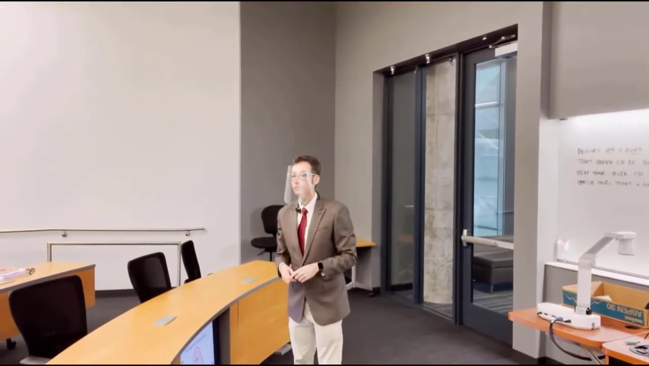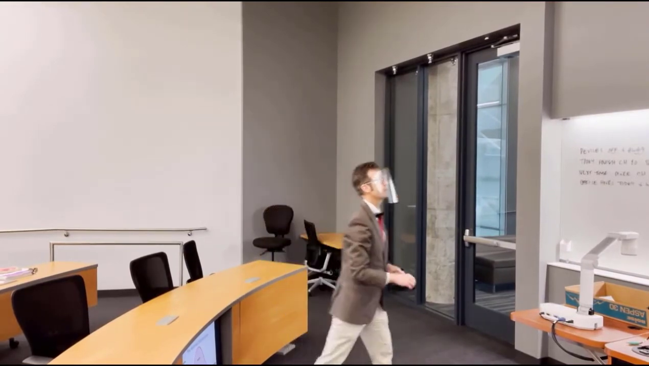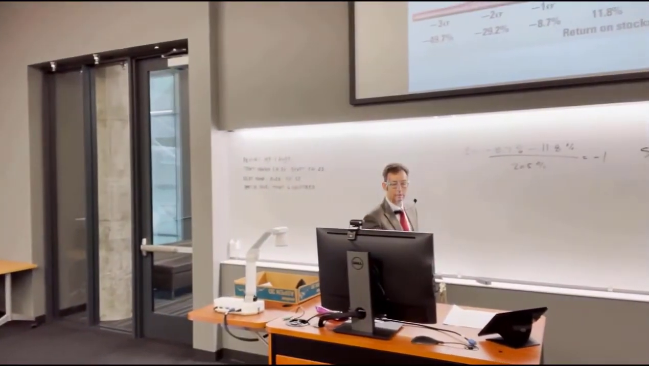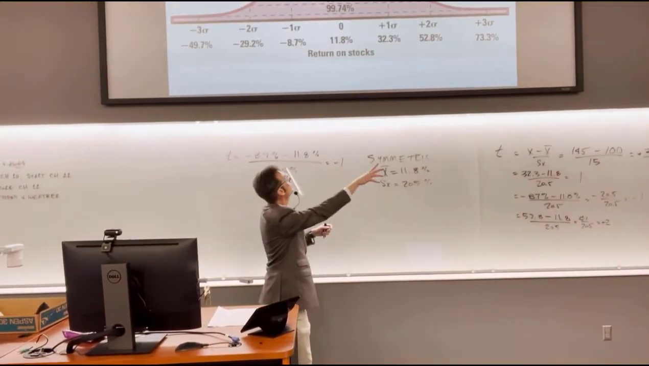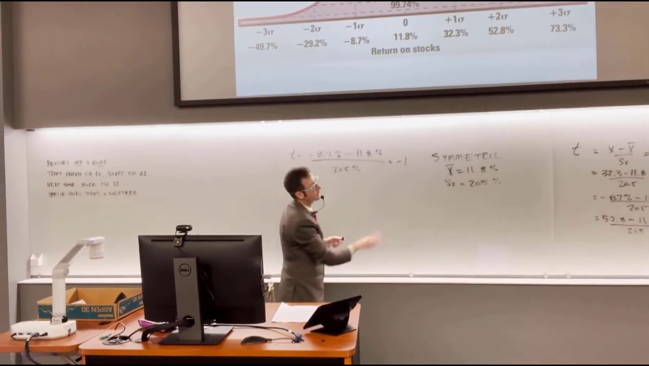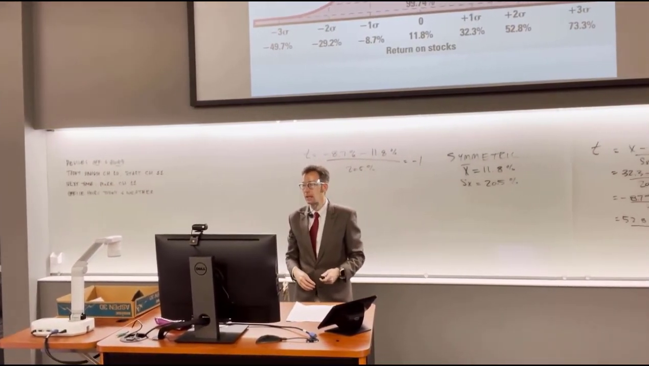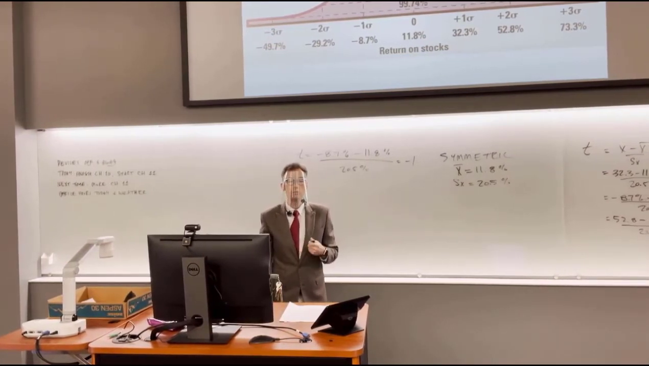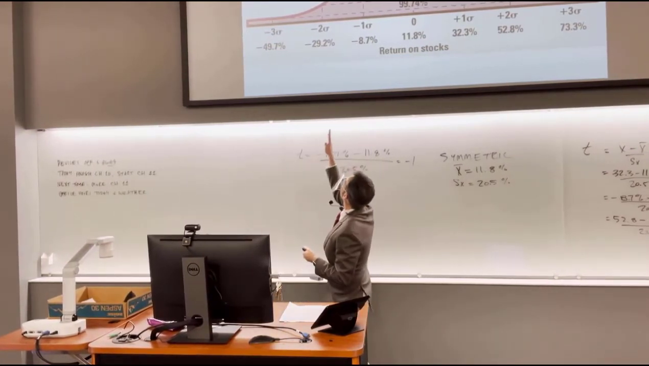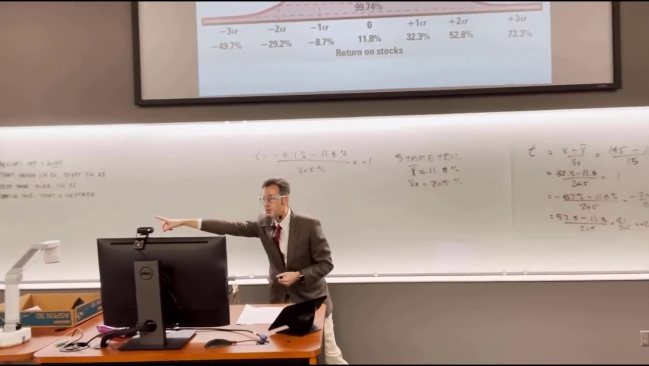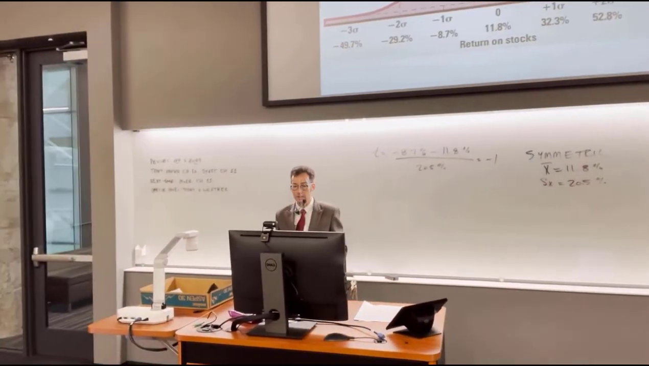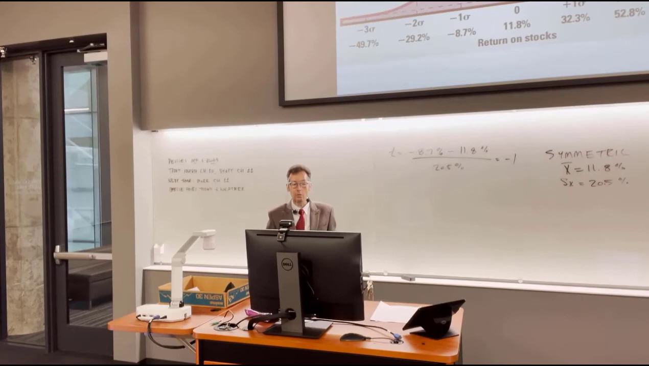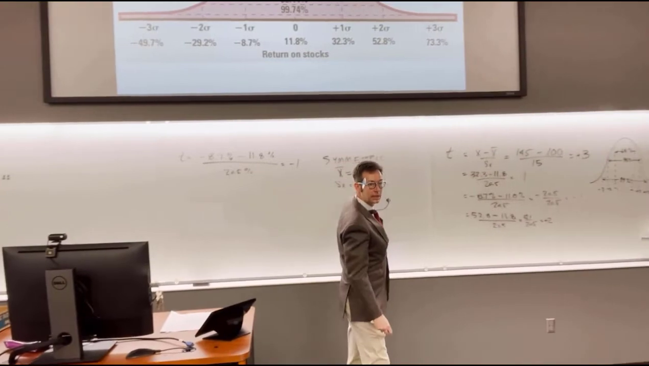Now, I said, what is the probability I will not lose more than 8.7%. Where am I looking at? Which side of that 8.7% should I be looking at? Should I be looking this way or should I be looking this way? Yeah, I want to look over here. And the reason I want to do that is because I don't want to lose more than. If I had said, what's the probability you will lose more than 8.7%? We would have started at 8.7% and gone that way. Does that make sense?